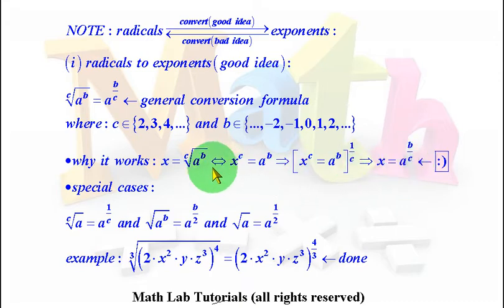So we see that when x is equal to the cth root of a to the power b, it's equivalent to x equals a to the power b over c. Okay, now special cases.